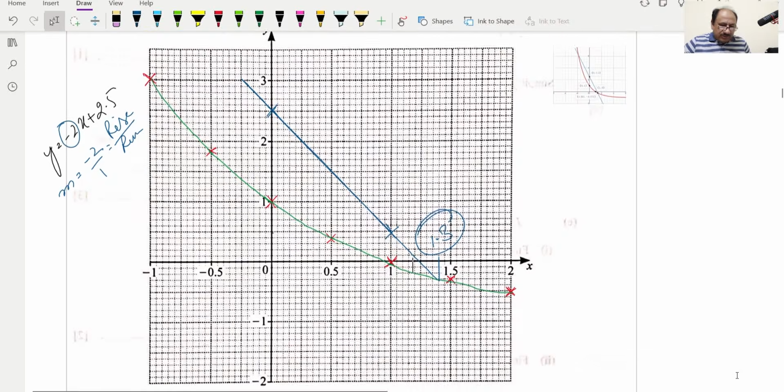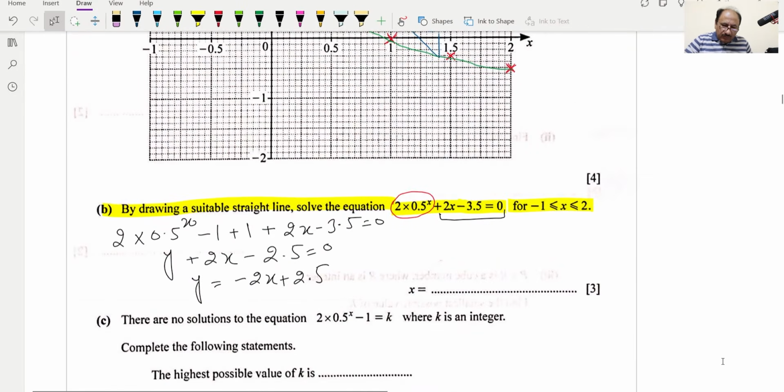And keep in mind, answers to these types of graph questions are always a range, so the answer we will provide is 1.3, and this will be the x value.